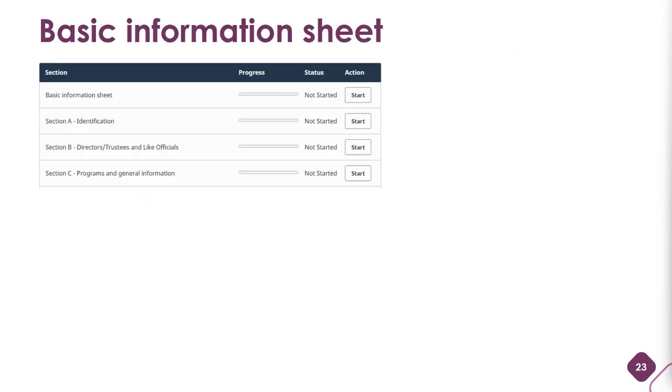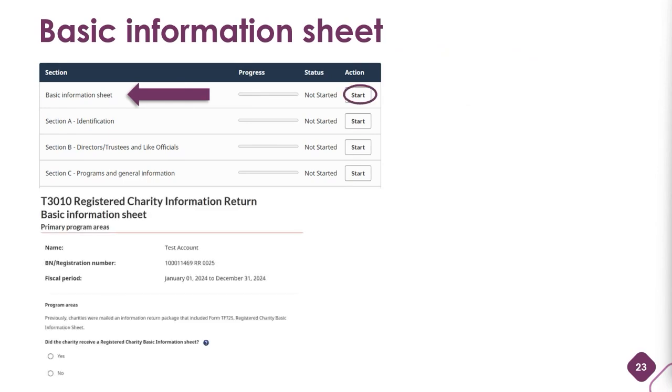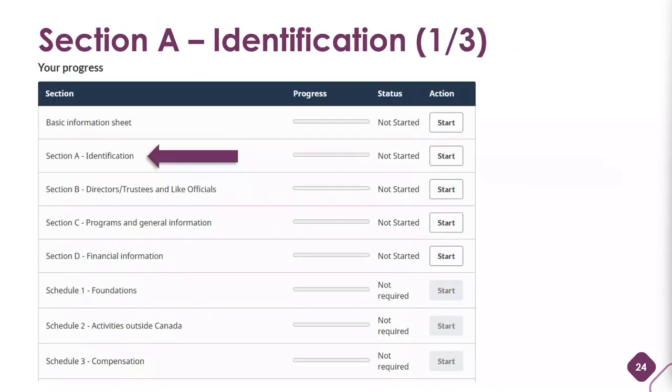The first section is the basic information sheet. Once you click Start, the following screen will appear. Since the basic information sheet is no longer being sent out, just click No. If the information is incorrect, you can update it by using the Change This button on the next page. After the basic information sheet is Section A, Identification. Click on Start in the Action column.